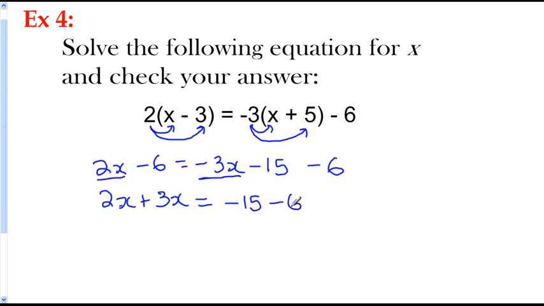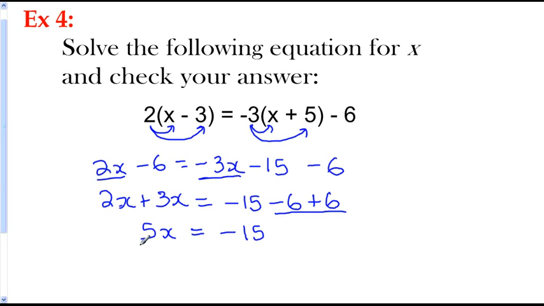It's not moving, so the sign stays the same. I'll leave the minus 6. But this minus 6 is moving. There's two negative 6's here. There's this one and there's this one. This one's going to jump over to the other side, so its sign has to change from a negative to a positive. Okay. And now we can simplify. So 2x plus 3x gives me 5x. And then we get negative 15. But if you look at this, negative 6 plus 6, that's going to give me 0. So this is just going to give me negative 15.